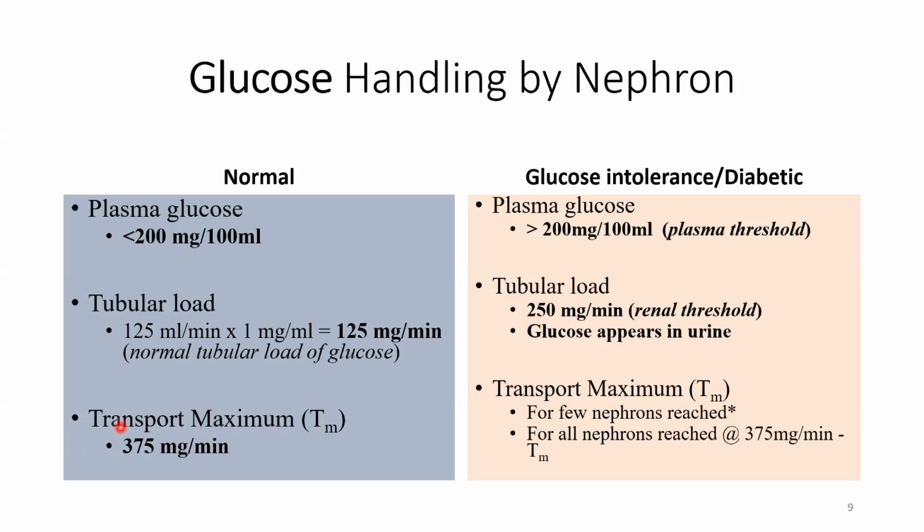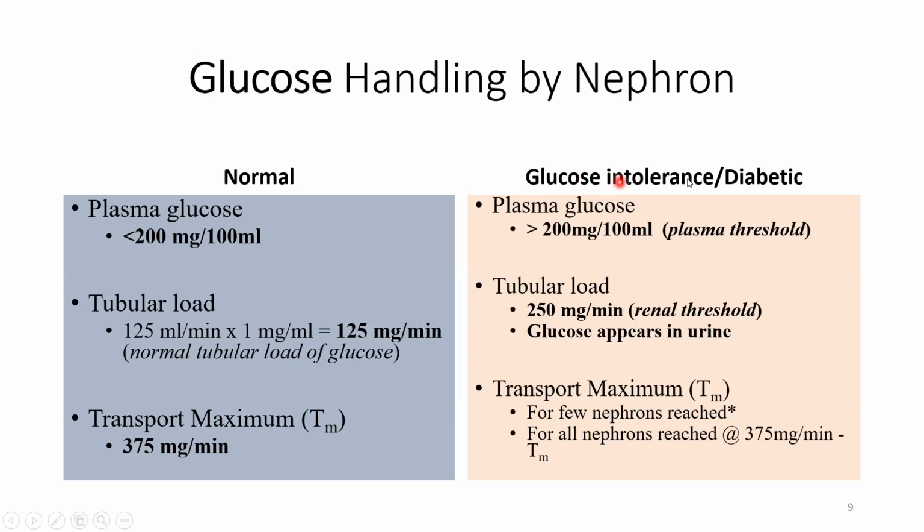So at or below a tubular load of 375 milligram per minute, things are fine, no problems, and things are getting reabsorbed, all of it. By things I mean glucose. Glucose is being reabsorbed. So TM of glucose once again is 375 milligram per minute. A figure, a statistic that you need to be very clear about.